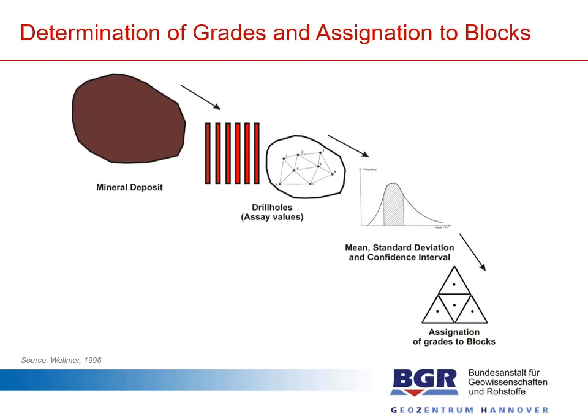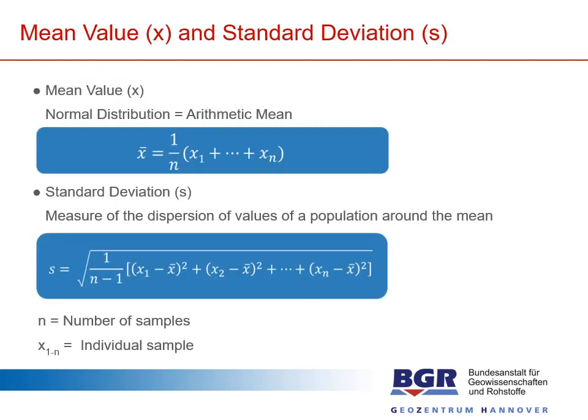You can do that by hand, but usually this is done by computer models, but I think it's important to know the basics about how these calculations are done. I'm quite sure you already know that, but just to make sure, the mean value is calculated by summing up all values that are available divided by the number n of the values. That gives you the arithmetic mean.